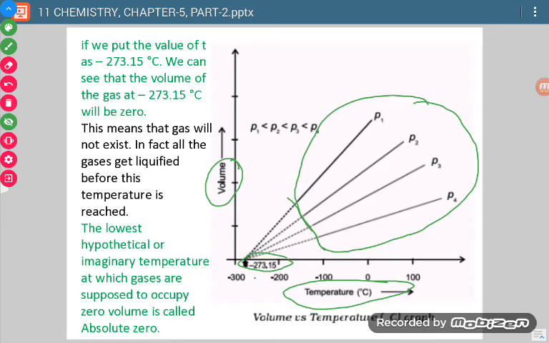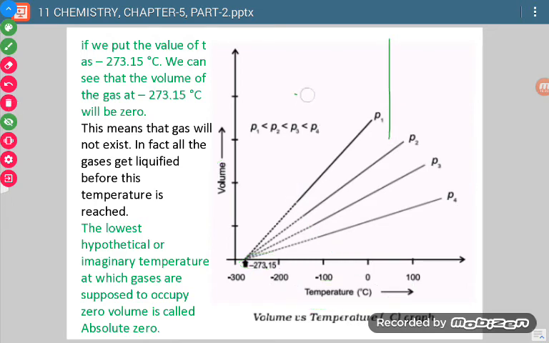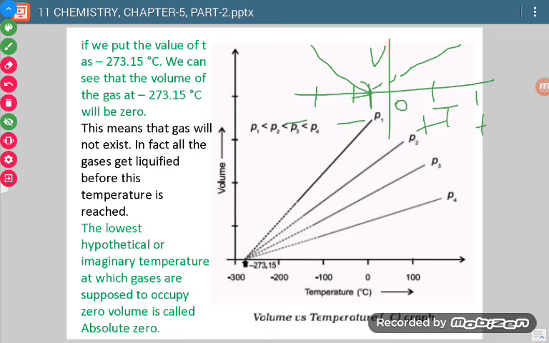Okay, so you can draw this graph like this also, that this is your volume, this is your temperature, and graph will be like this. Okay, so here value is 0 and this side negative values, and this side positive values. Then when you extrapolate it, it will touch somewhere like this, and this value will be absolute zero value. This value will be minus 273.15. So this way also you can draw this graph.